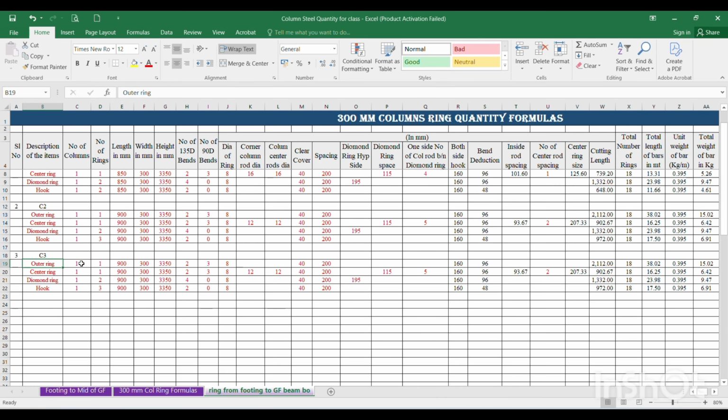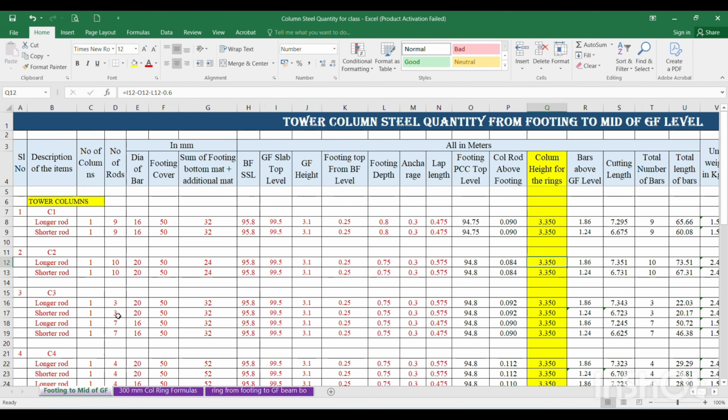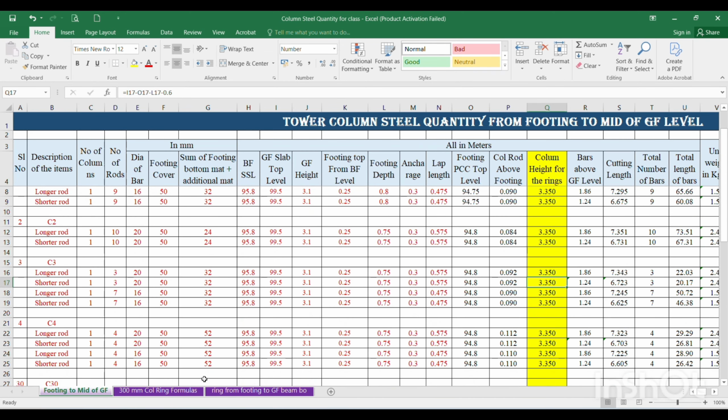These diamond rings are the same: number of columns is the same, number of rings is the same, column size is the same, and height. We need to check with the C3 column. Here also C3 is 3.35.